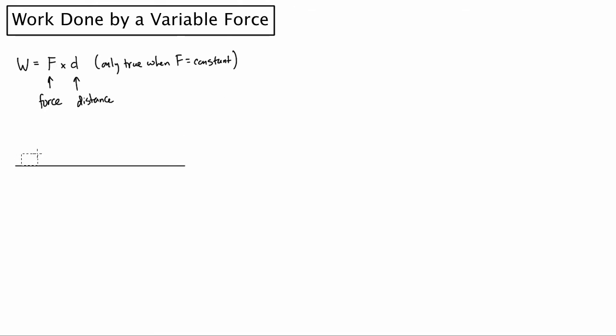You have some sort of object that has a certain mass, and you're applying a constant force to move that object from a point A to B. Then the total work done on that interval would be the force applied times the distance. It would be F times (B minus A).